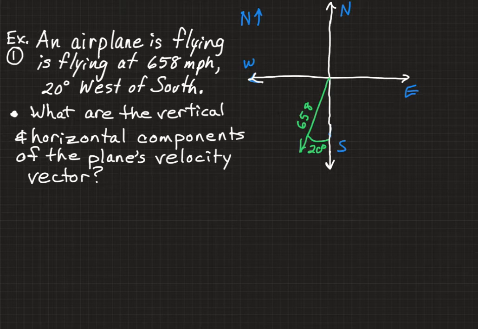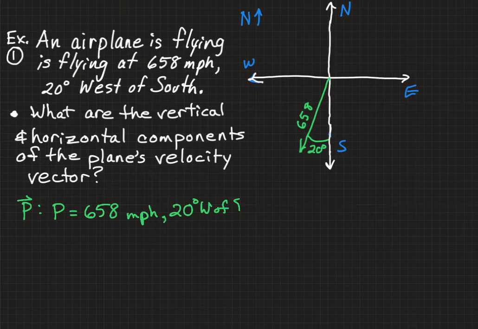We are dealing with the velocity vector. 658 miles per hour represents the plane's speed, and when you add the direction of 20 degrees west of south, you have magnitude and direction, thus you have a vector. So let's call this vector P. And vector P has a magnitude of 658 miles per hour. Note the units. We will be reporting them in our final answer. And a direction of 20 degrees west of south.